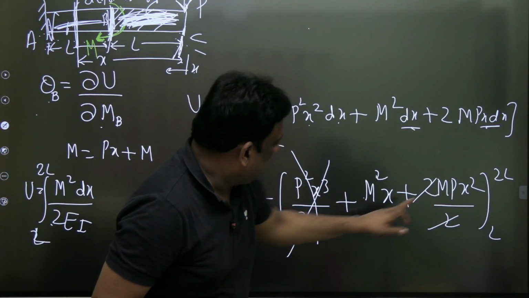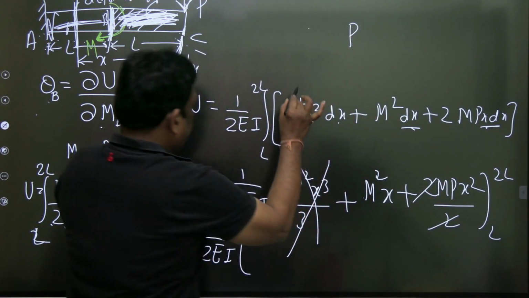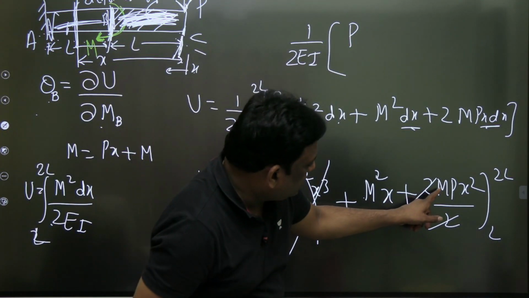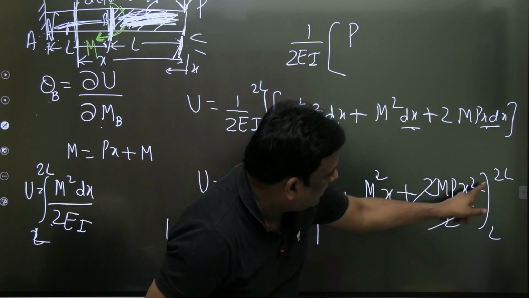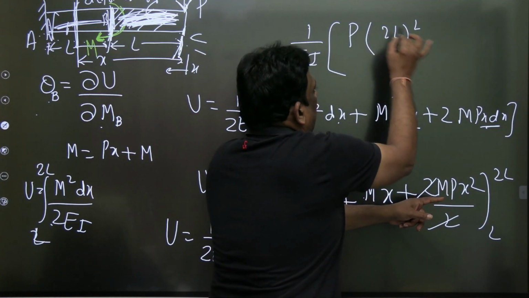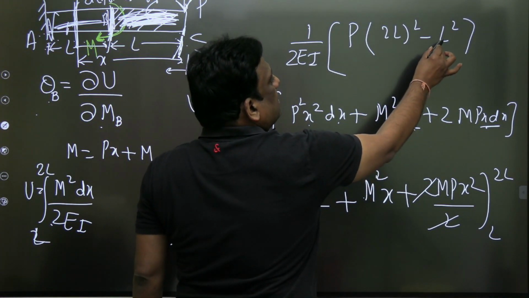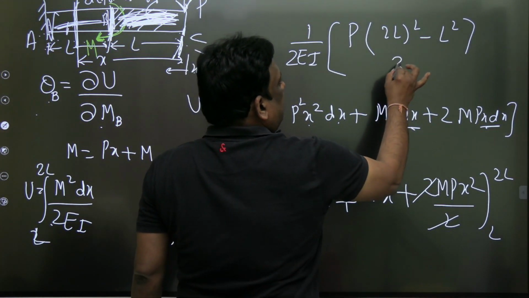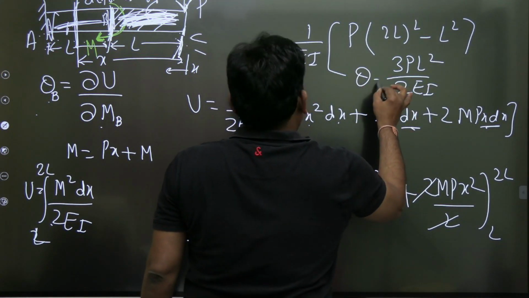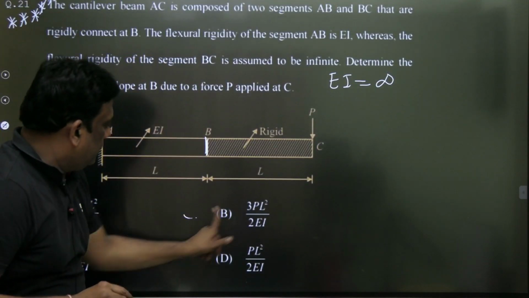So you differentiate this. If you differentiate this, look, P remains. There is 1 by 2EI. Differentiation of M is 1. Px square. Look at the limits: x square means upper limit 2L whole square minus lower limit L square. So this will be equal to 4L square minus L square is 3. So 3PL square by 2EI is the slope.